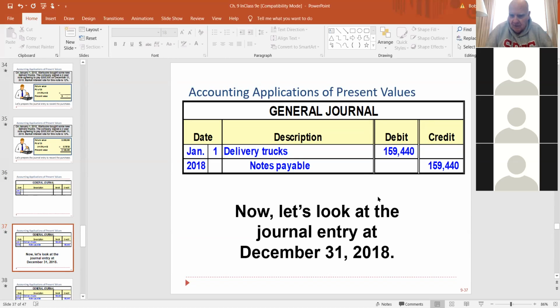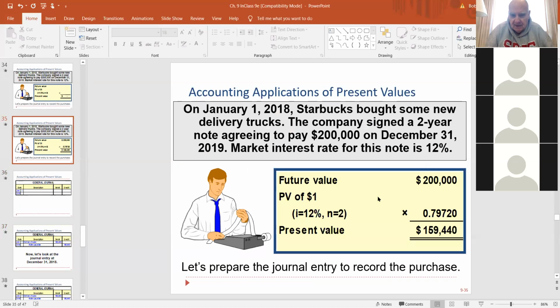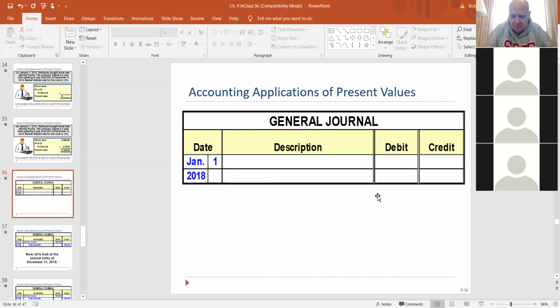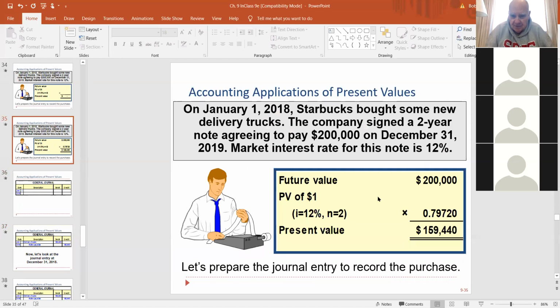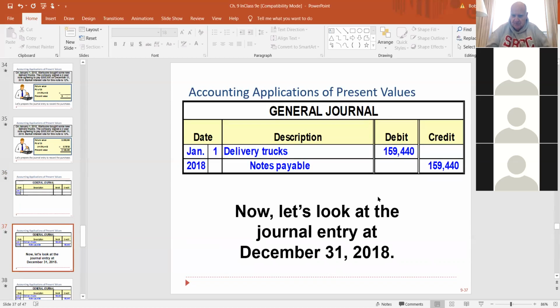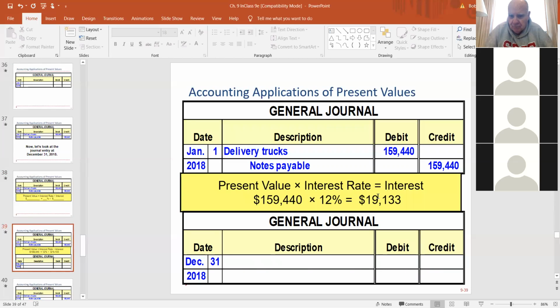Now, if you have a calculator there, I need somebody with a calculator, take $159,440, and our interest rate was 12%. $159,440 times 12% is going to give us the interest expense for the next year. $159,440 times 12% equals $19,133. Since you're still not muted, Dominic, I'm going to pester you a little more.